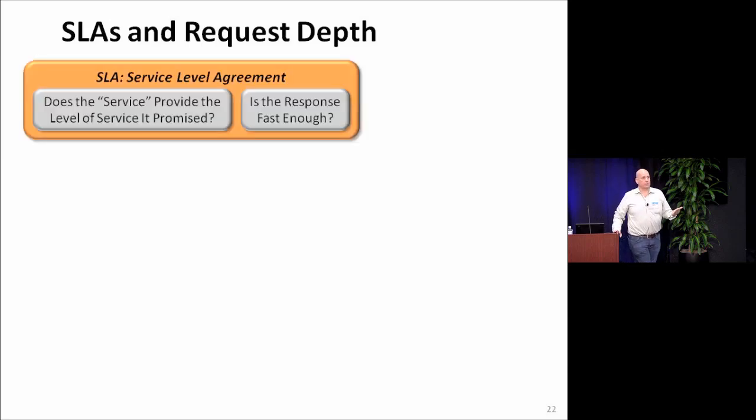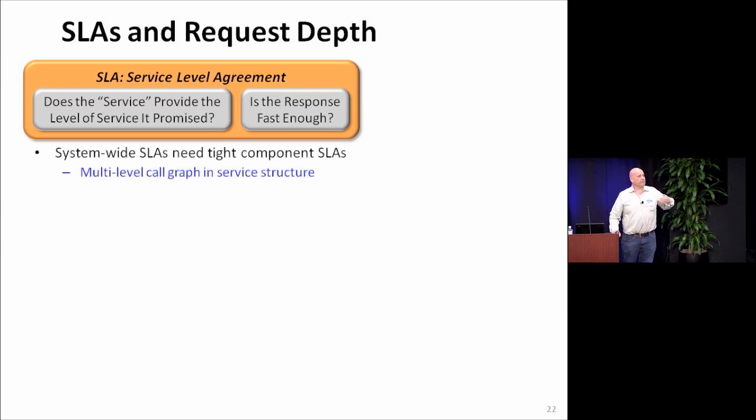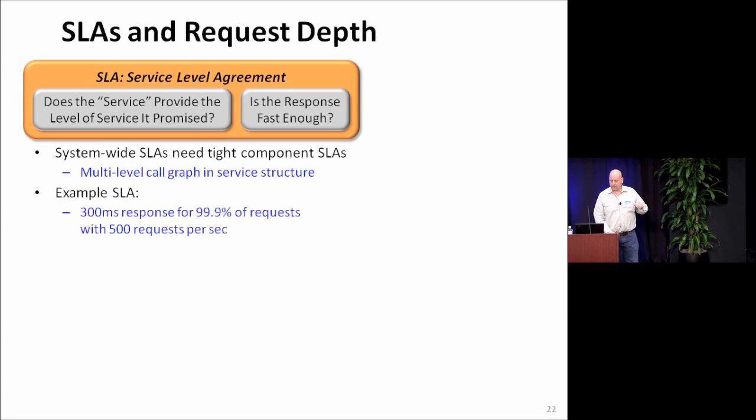Now, this leads us to this world of SLA and request steps, right? I have a service level agreement for each of those services at each of the levels of that call stack. Am I meeting that SLA? Is the response fast enough? Now, if I'm going to have a system-wide SLA, I need tight component SLAs because I've got a multi-level call graph in that service structure.